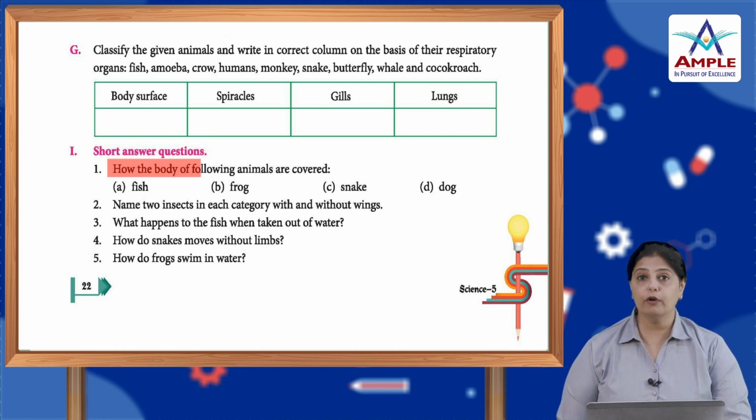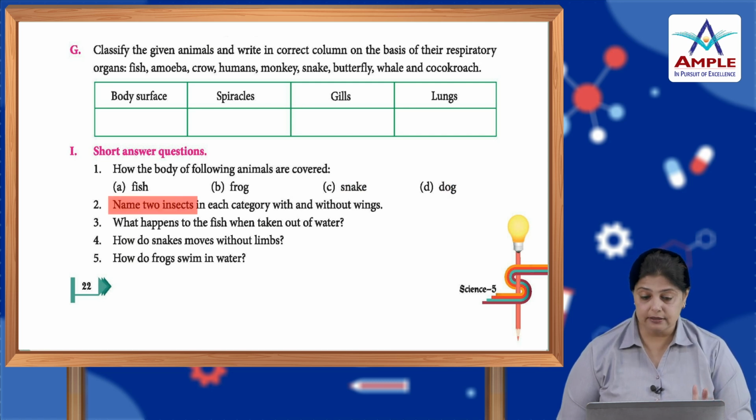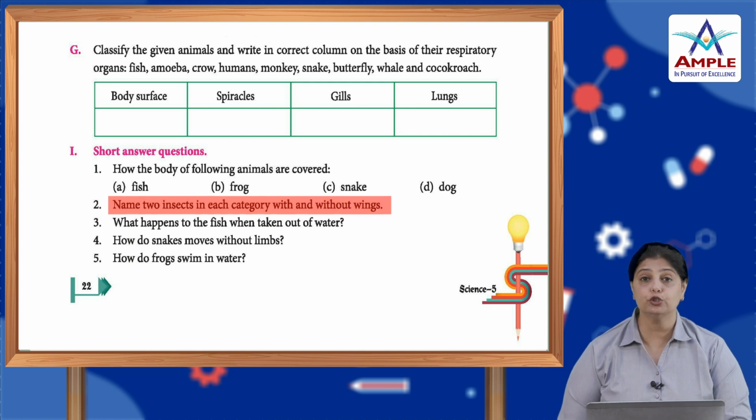Now, short answer questions. How is the body of the following animals covered? So, you have to tell us what the coverings of these animals are: fish, frog, snake and dog. You have to name 2 insects in each category, with and without wings. So, which are the 2 insects that have wings and that do not have wings?